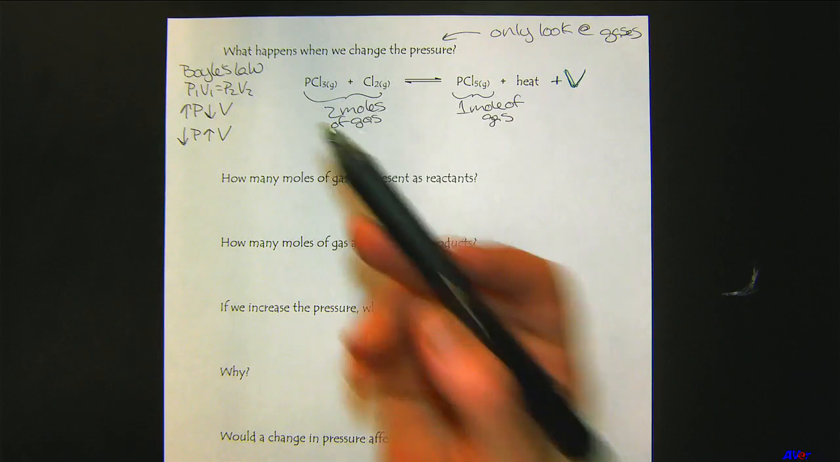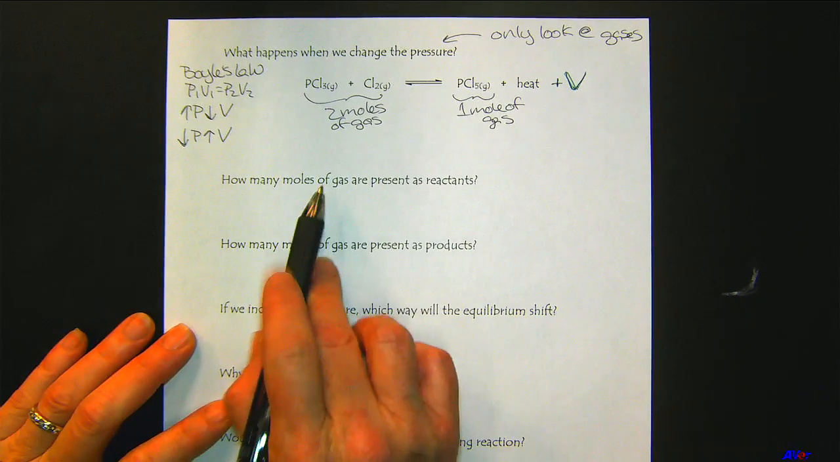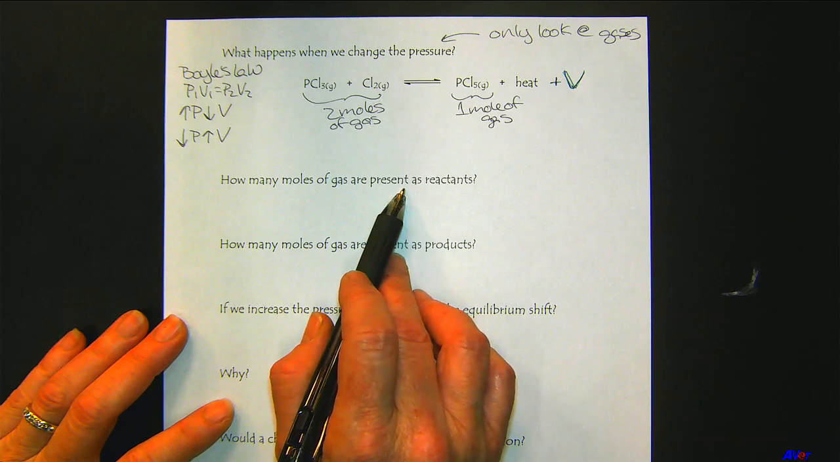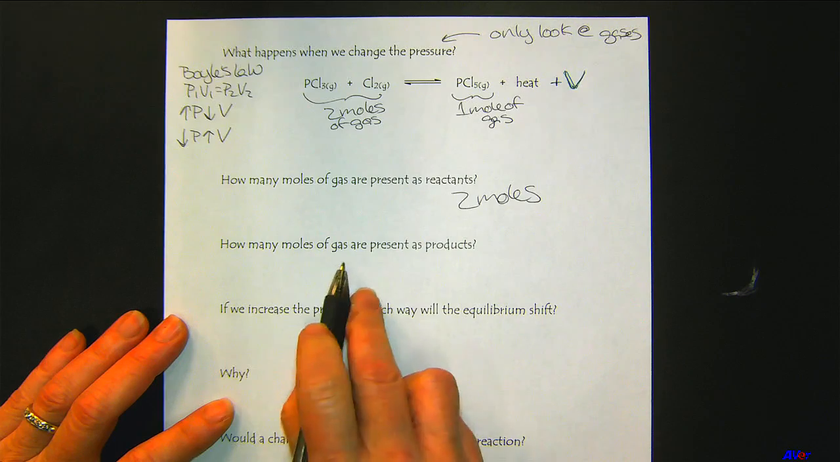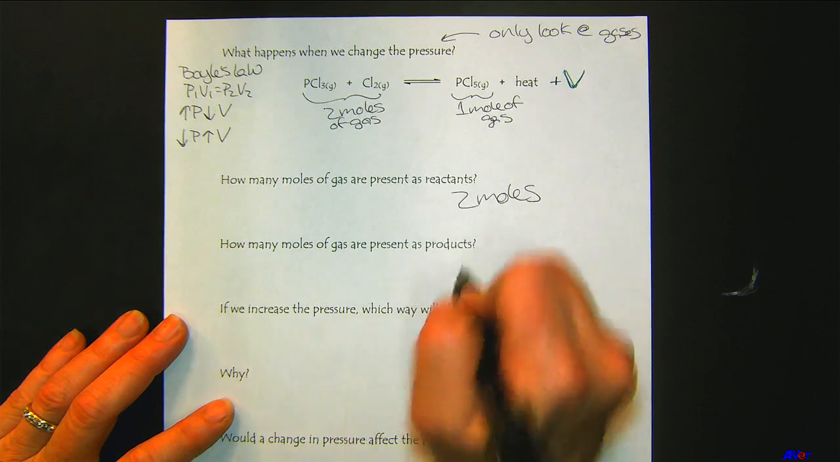Okay, so if we look here, how many moles of gas are present as reactant? We've already answered that, 2 moles. How many moles of gas are present as product? Only 1 mole.